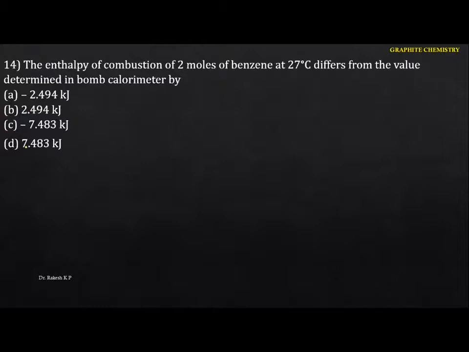The enthalpy of combustion of 2 moles of benzene at 27 degree differs from the value determined in the bomb calorimeter by. Okay, so let me write the reaction for the combustion of 2 moles of benzene here. That is 2C6H6. For the combustion you require 15 moles of oxygen. So that gives 12 moles of carbon dioxide, and next thing is 6 moles of water.